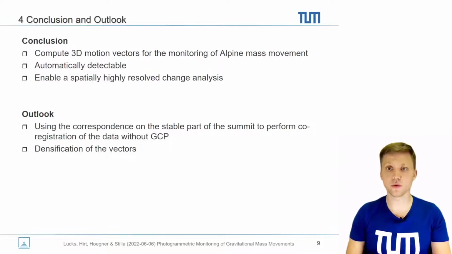In future work, we want to address the following issues. Until now, we used only the correspondences on the unstable side of the summit. In addition, it could be interesting to see if we can use the correspondences on the stable side to avoid the use of ground control points. Furthermore, we want to test different types of features and also think about doing a dense matching to obtain a dense vector field with a high spatial resolution.